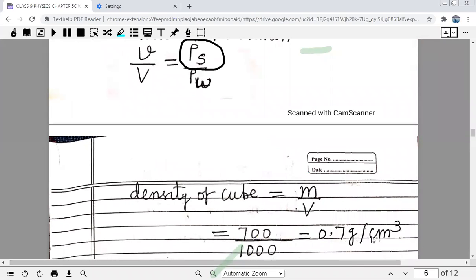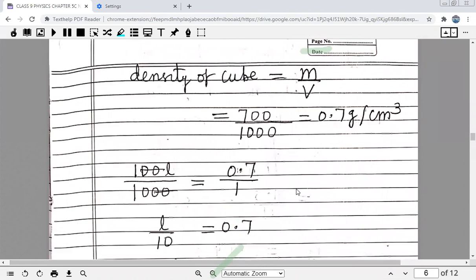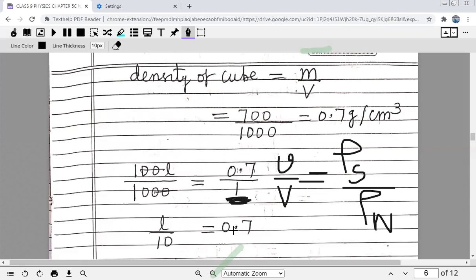700 is mass upon 1000, that is 0.7 gram per centimeter cube. Now you substitute the values in this formula. Small v upon capital V equals rho s upon rho w. Here we have placed the values. So small v is 100 L upon 1000. Rho s is 0.7, upon rho w, 1 gram per centimeter cube.